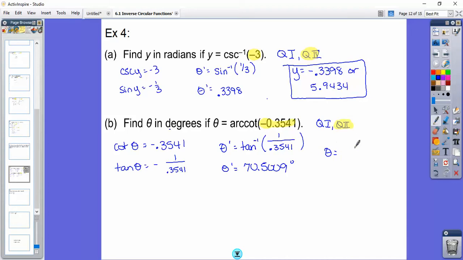So in quadrant 2, you do 180 minus your reference angle. So 180 minus 70.5009, I'm going to get 109.4991 degrees. Okay, so just put in the positive, treat it as a reference angle, and then answer in whichever quadrant you need.